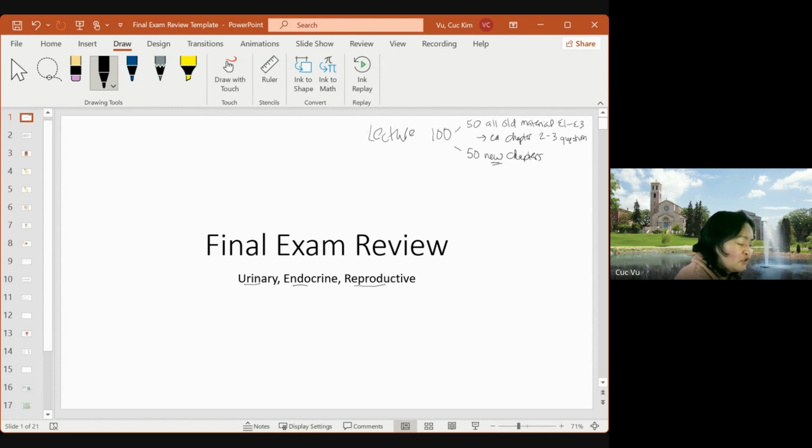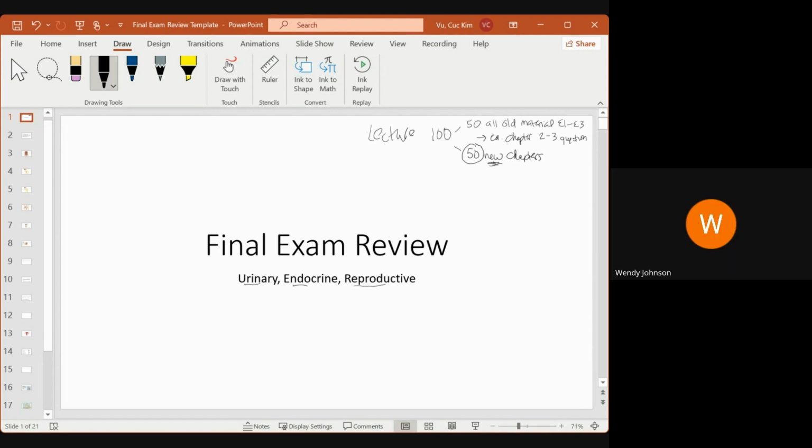So I would focus on the new chapters because amongst the 4 chapters, there are 50 questions. Okay. So that would be my strategy. Honestly, I would focus on the new chapters because it's a bigger benefit for my effort. And then I would review the older chapters each day, just to make sure I do get those 2 to 3 points per chapter as well.